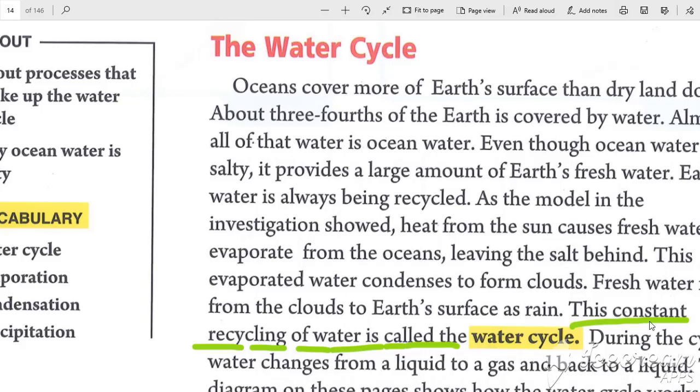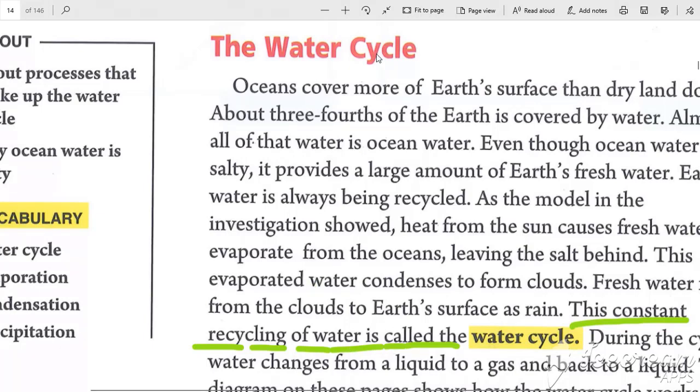In the previous lesson, I revised with you what the water cycle is. What is the water cycle? The constant recycling of water is called the water cycle. Please, you have to memorize it. Also, we studied evaporation, condensation, and precipitation.